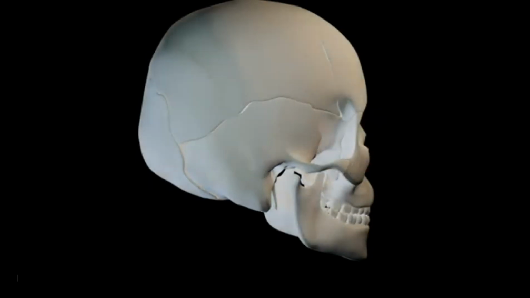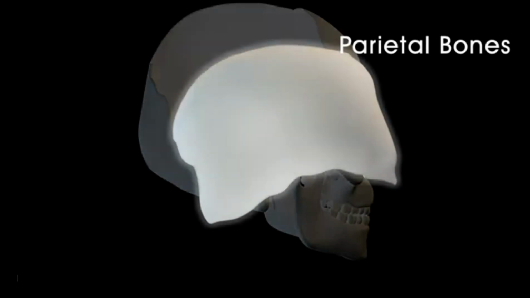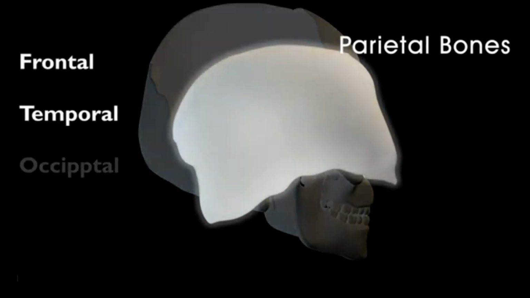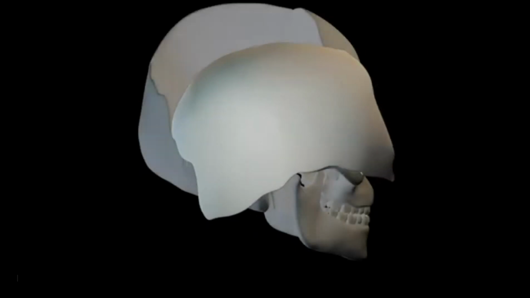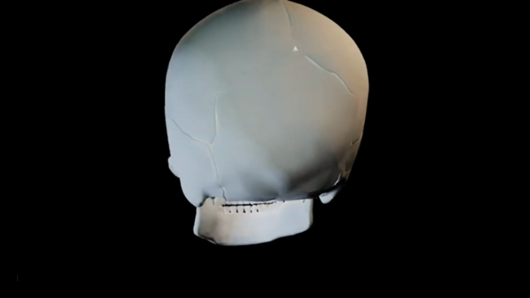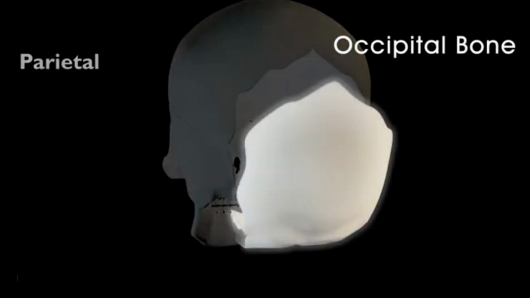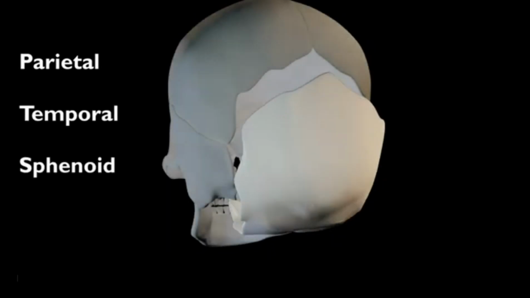The parietal bones form the sides and roof of the skull. They articulate with each other at the sagittal suture and with the frontal, temporal, and occipital bones. These bones provide protection to the brain and contribute to the skull's overall strength. The occipital bone forms the back of the skull and the base of the cranium. It articulates with the parietal, temporal, and sphenoid bones.